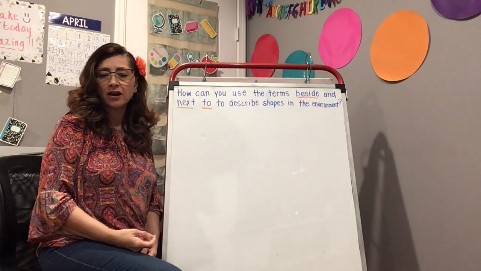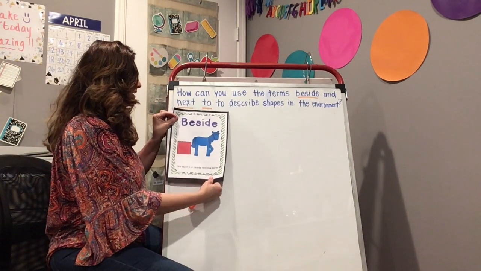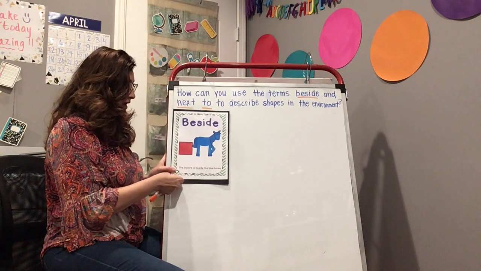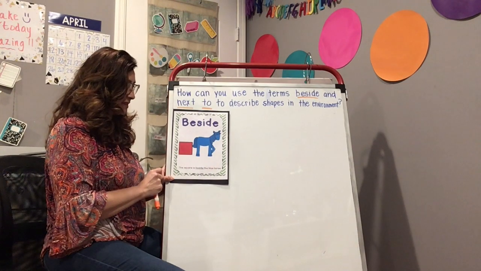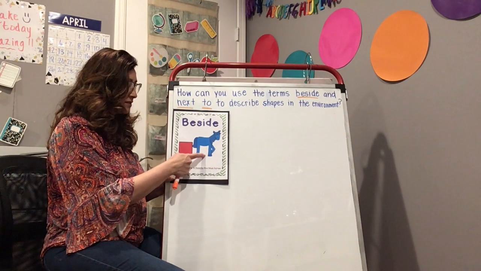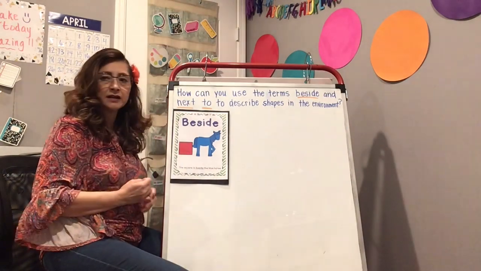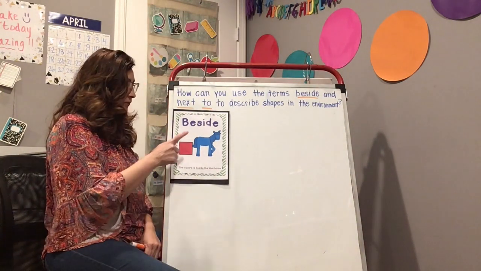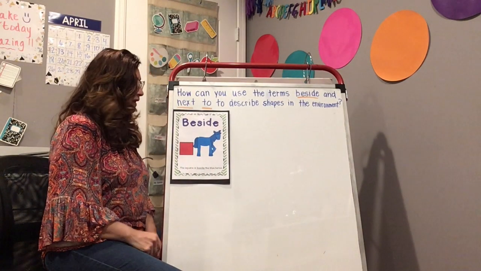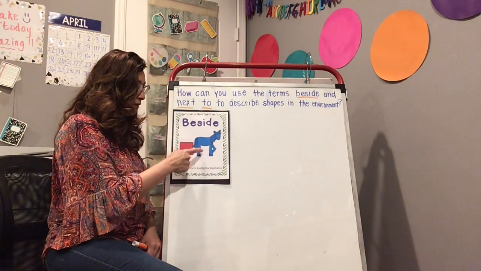Let's take a look at our first word here. I have a picture to show you beside. Can you say the word beside? Very good. If we take a look at this picture, we can say that the square is beside the blue horse. The square is beside the blue horse. Now, how do we know that the square is beside the blue horse? Yes, that's right, because it is next to. The square is next to the blue horse.